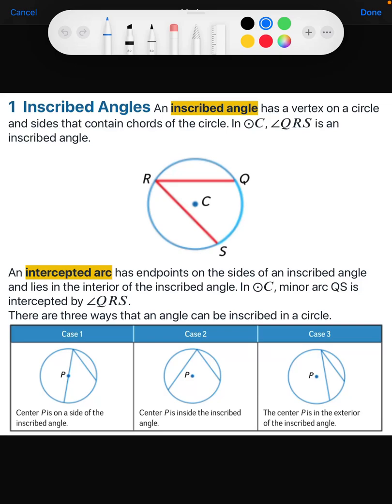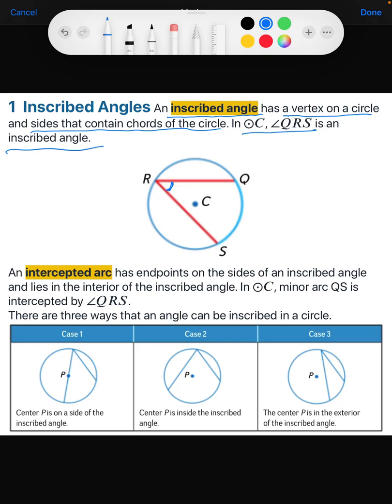In this video, we will discuss inscribed angles. An inscribed angle has a vertex on a circle and sides that contain chords of the circle. In circle C, angle QRS is an inscribed angle. So this angle here is an inscribed angle.